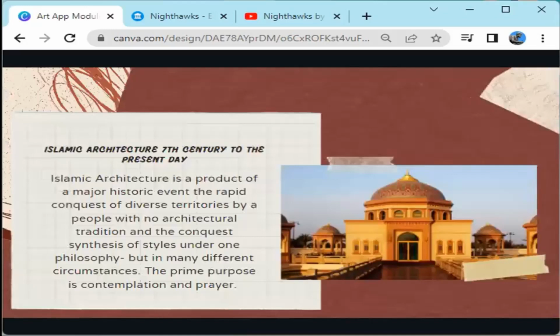Now also you have Islamic architecture, from the 7th century to the present day. Islamic architecture is a product of a major historic event and the rapid conquest of diverse territories by a people with no architectural tradition, and the conquest synthesis of styles under one philosophy, but in many different circumstances. The prime purpose is contemplation and prayer.